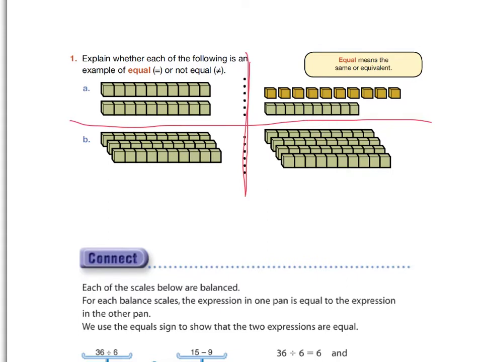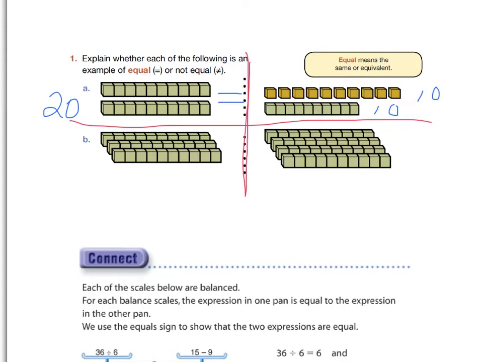All right, well, let's take a look here. On this side, we have 2 rows of 10, which would be 20. On this side, we have 1 row of 10, and then we have 1, 2, 3, 4, 5, 6, 7, 8, 9, 10, another 10, which would also be 20. So yes, these sides are equal.